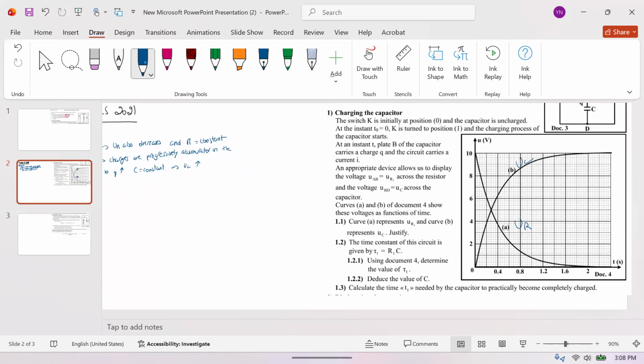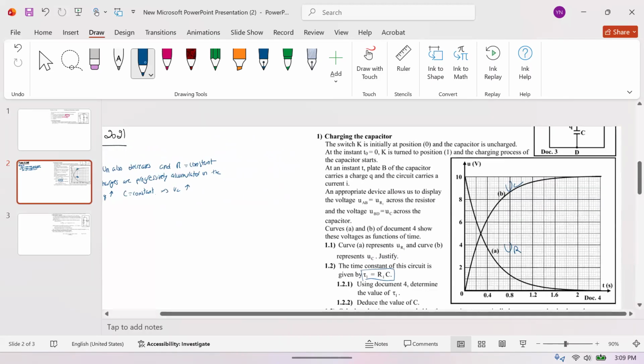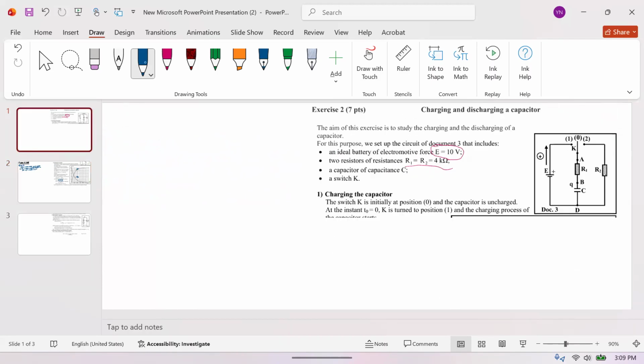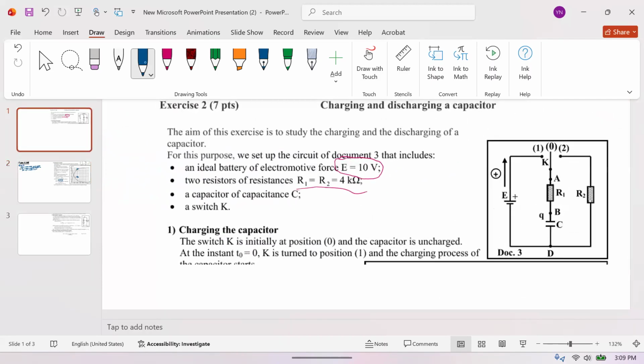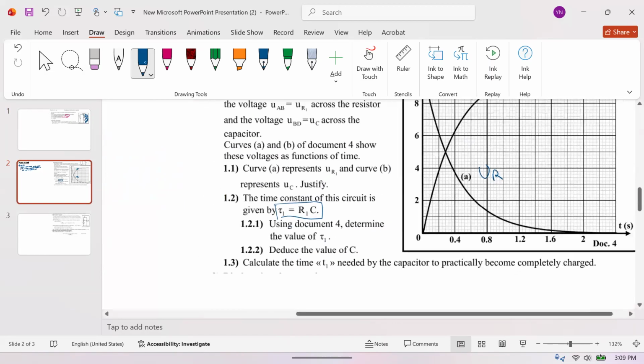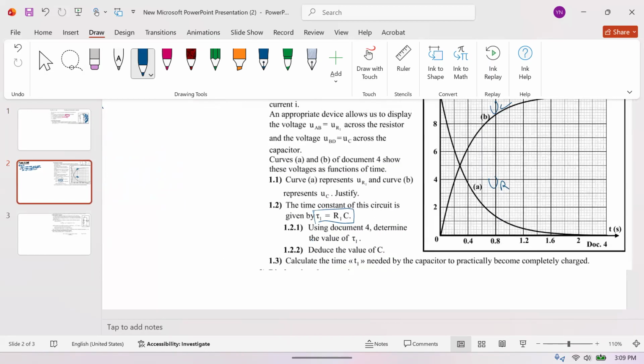Now in 1.2, we have the time constant tau 1 equals R1C. Why is it tau 1 and R1? Why not simply R? Because in the circuit, as I said before, we have two resistors. And now we're working on the left side of the circuit, so we're just working on R1 right now. So we have to mention that. Be careful. Now, using document 4, determine the value of tau 1.